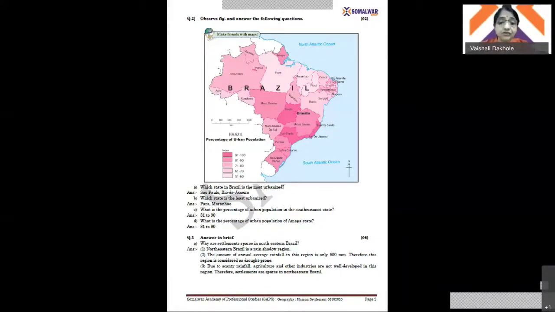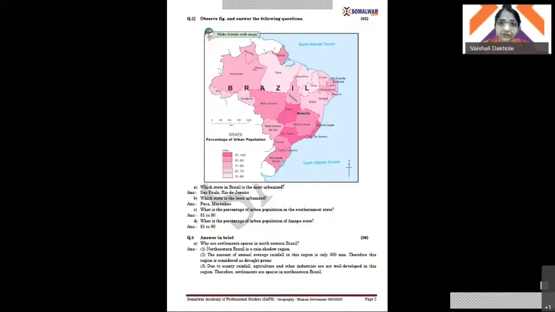And the first question, question number 3, is, why are settlements sparse in northeastern Brazil? Northeastern Brazil, if you see the region, it is the drought quadrilateral region. That means northeastern part of Brazilian highlands. Now, as you have studied about physiography as well as climatic conditions in Brazil, you know that northeastern Brazil is the dry and arid region, and it is having hot climatic condition.